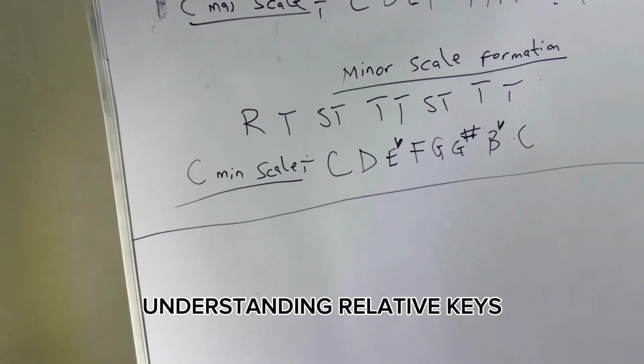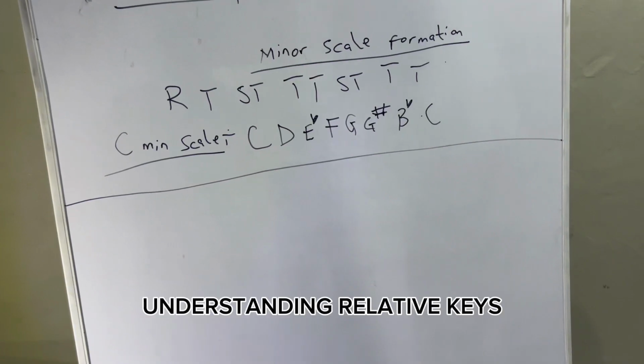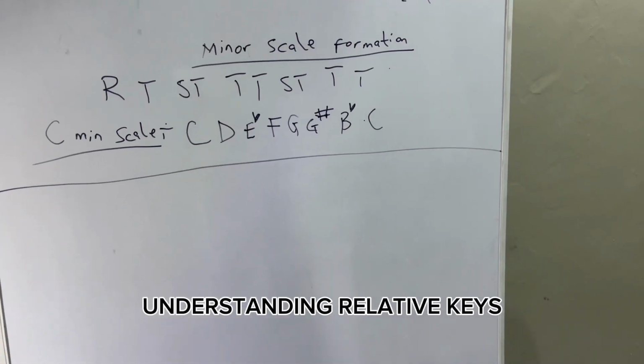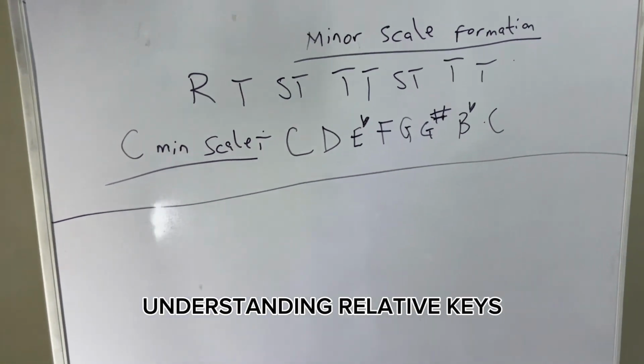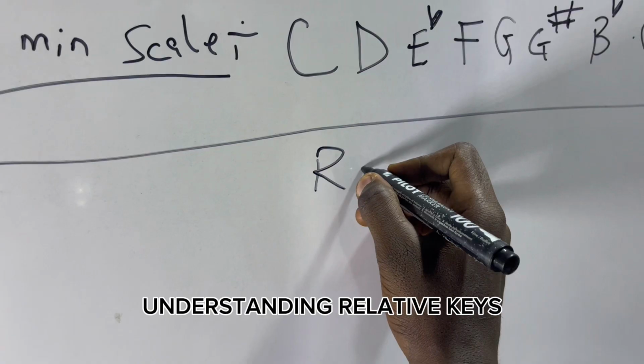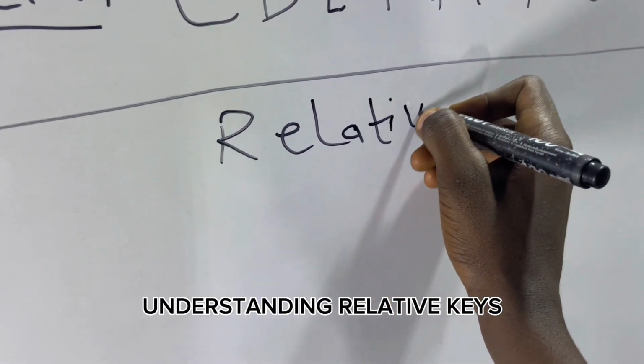So relative keys have the same signatures, meaning the accidentals in them are the same. Okay, very good. Now I want you to understand this, so let me explain it further. The real lesson is the relative keys.